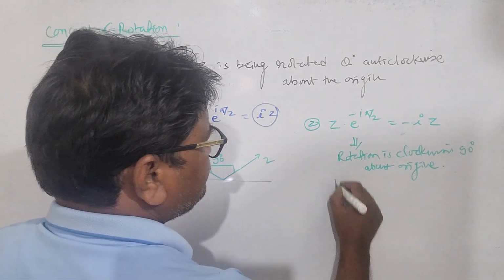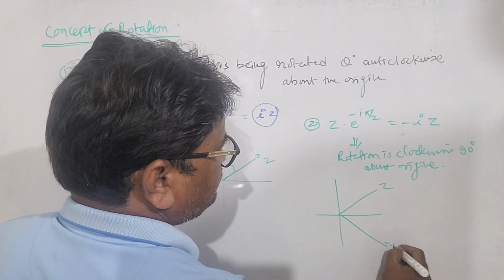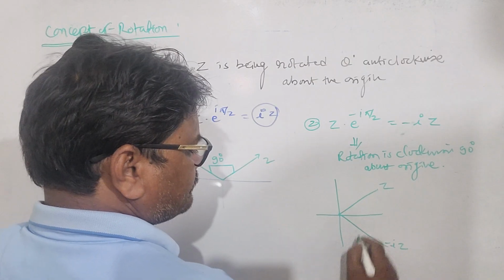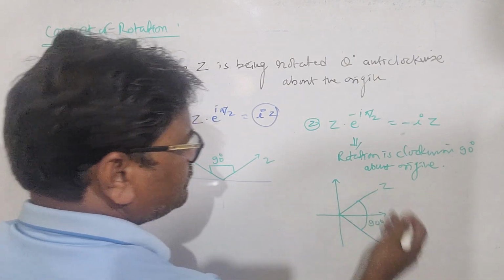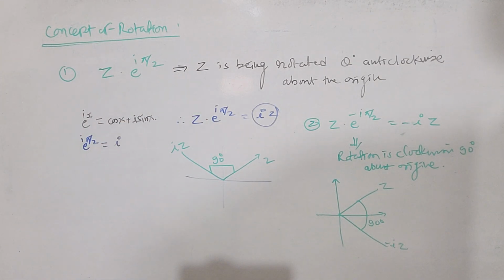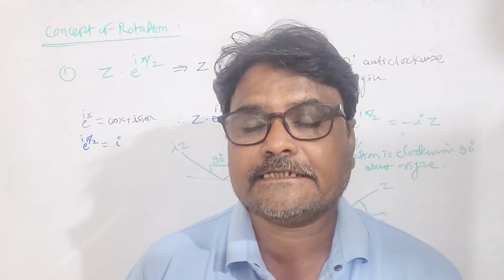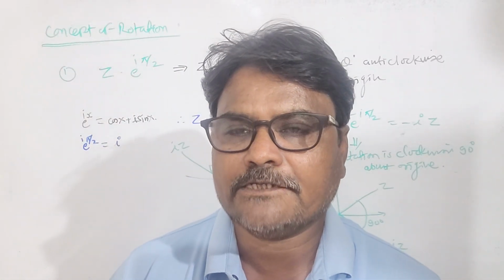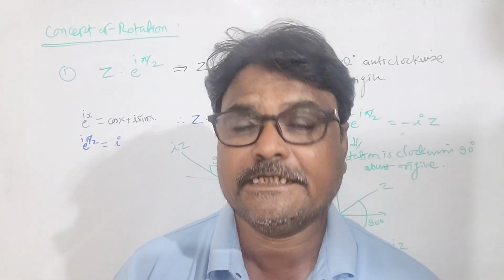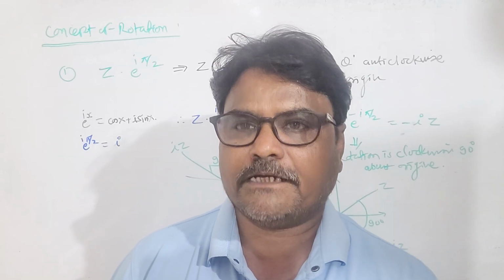Or you can say that this is something like that. This is z, this is minus iota z. Correct? And this angle is 90 degrees at the origin. So the angle between z and iota z, and the angle between z and minus iota z, is 90 degrees. Or you can say that e to the power iota pi by 2 is a rotating factor that can rotate the complex number. When we multiply any complex number z with e to the power iota pi by 2, that means the complex number is being rotated 90 degrees anti-clockwise when it is pi by 2 only.